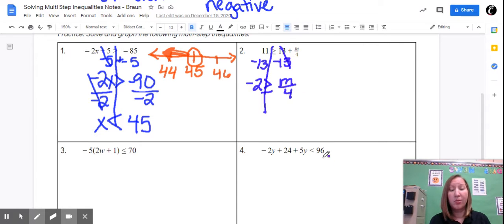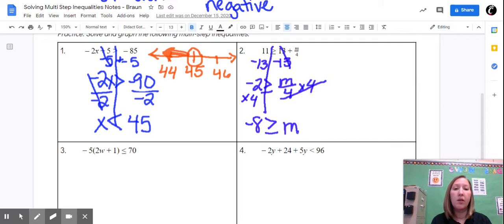Now, I want to get rid of my divide by 4, so I'm going to multiply 4 on both sides. These are going to cancel out. Negative 2 times 4, bad thing happens to a good person, is bad, so I'm left with negative 8 on the left is greater than or equal to m. Now, the only problem with this is we always want to write our variable first. So I'm going to flip that around. So my inequality is actually going to be m is less than or equal to negative 8.